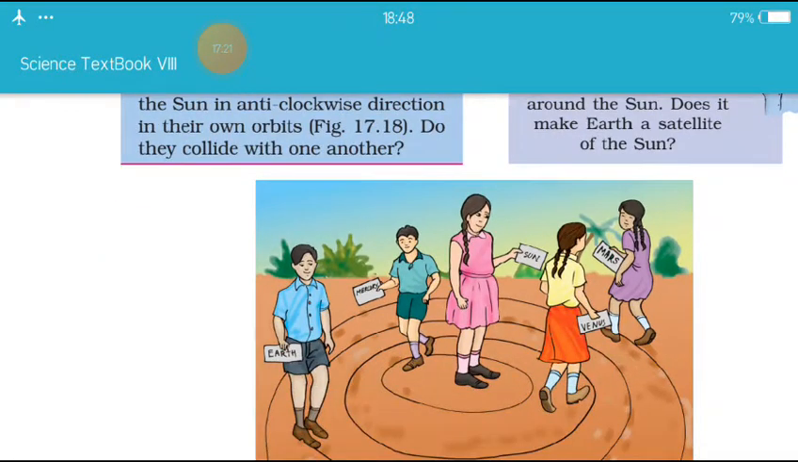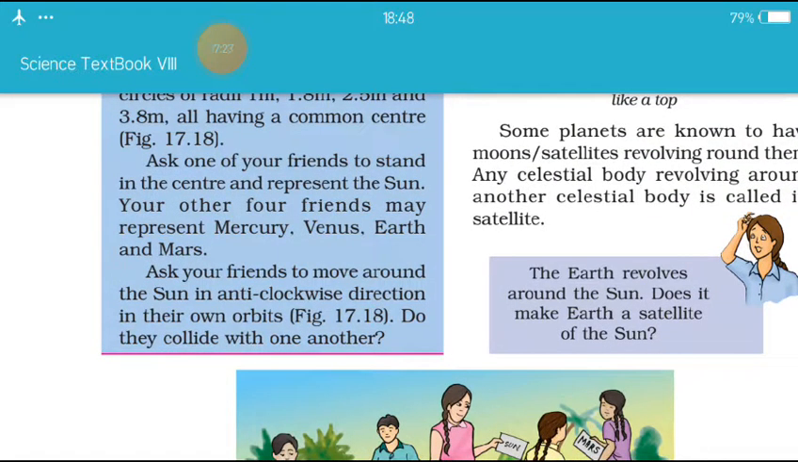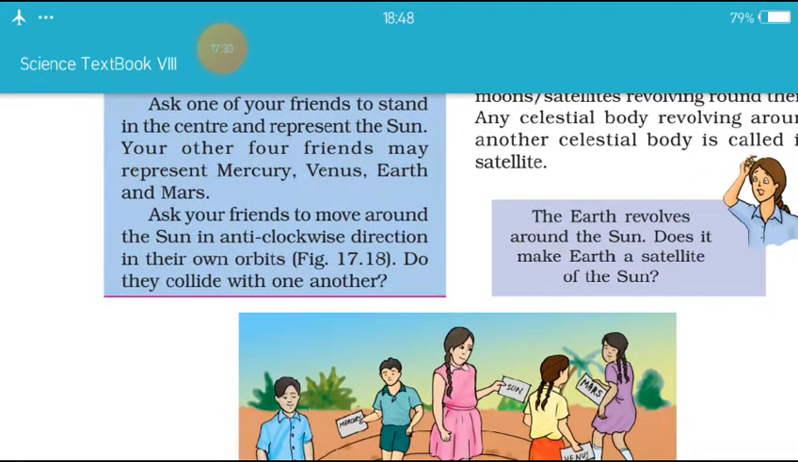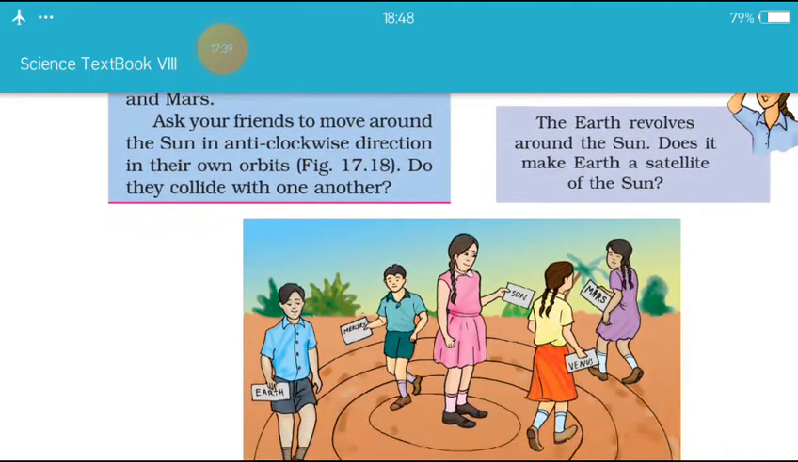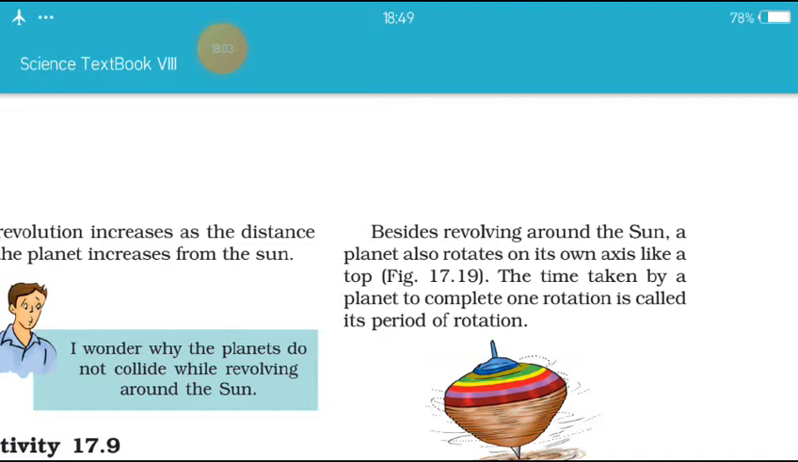One friend will stay in the middle, he will be the sun. Okay, students, you can do this activity. Your other 4 friends may represent Mercury, Venus, Earth and Mars. Okay, you have to do the tagging like this. Ask your friends to move around the sun anti-clockwise, in their own orbits. Do they collide with one another? They will not collide with one another.